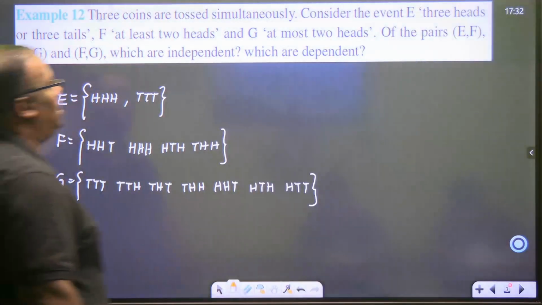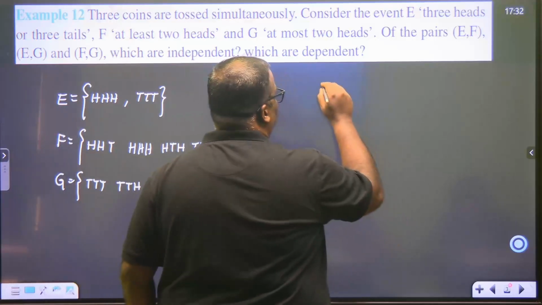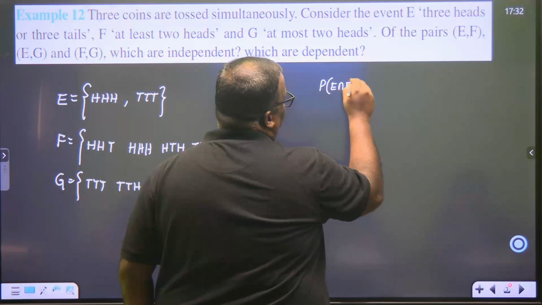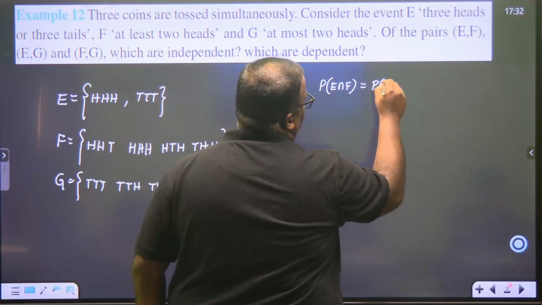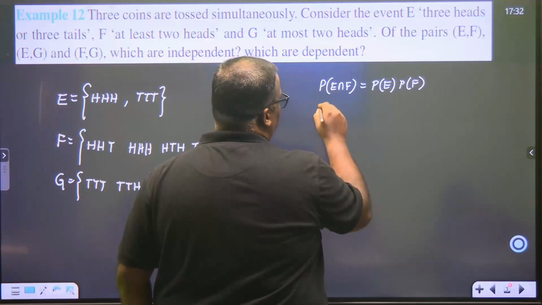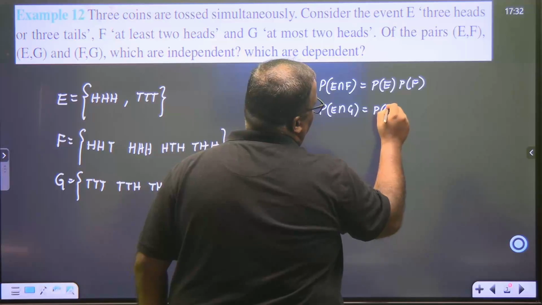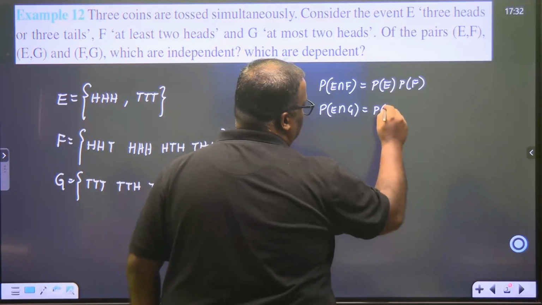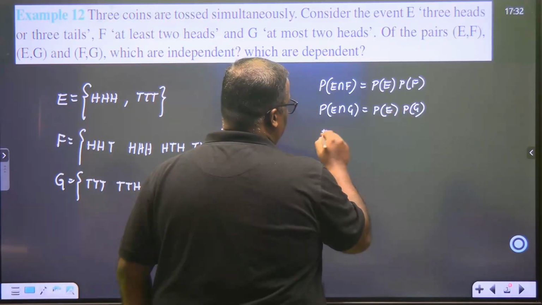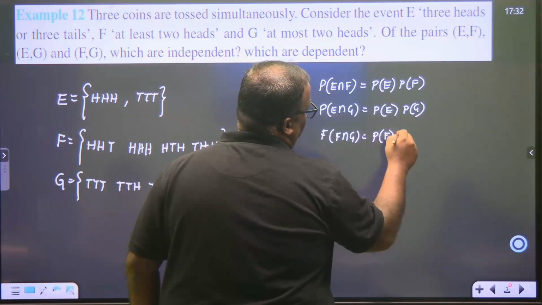Now you have to check the pairs EF, EG, FG. Now you all do it. So you have to check for the pairs. Means check whether P of E intersection F, are you able to find it as PE into PF? This is one you need to check. Then check EG. So PE intersection G is equal to PE into P of G, and then you need to check FG. So PF intersection G is equal to PF into P of G.